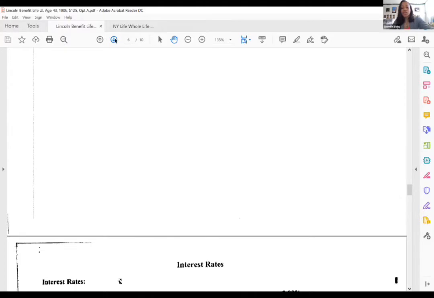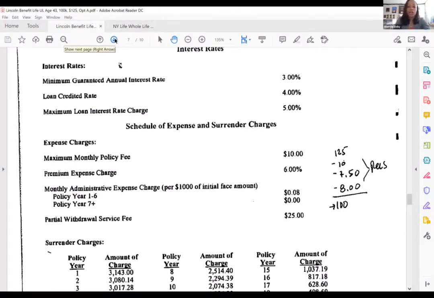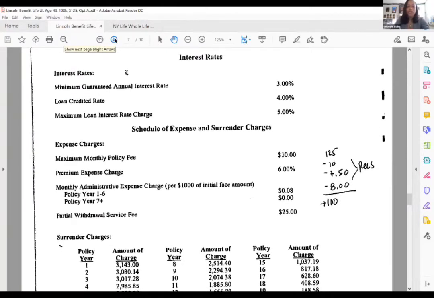So one of the things that I told you guys to look for is fees. In the policy, there will be a chart that goes through fees and the surrender charges. So all of these numbers are calculated here. I'm going to show you how they came about. So here there's a maximum policy fee of $10. So that's just flat off the bat, $10.